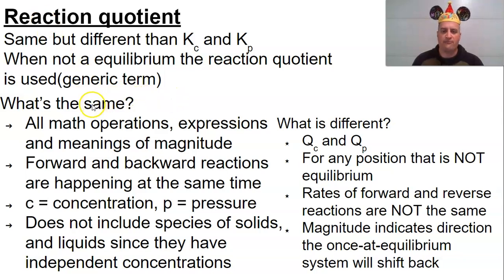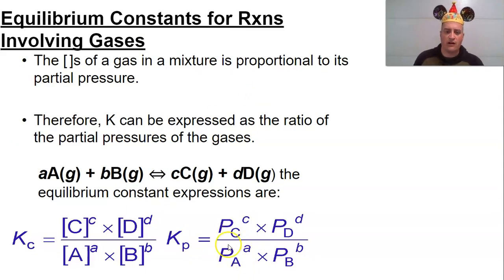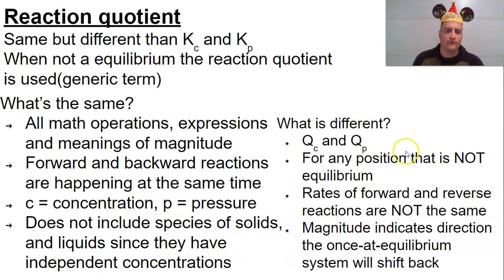So what is the same? All math operations, expressions, and meanings of magnitude. We'll get deeper into what these signify, but mathematically, what they mean and what we do, like our setups here, are all the same. Only we call it Q. Forward and backward reactions are happening at the same time, not necessarily at the same rates. Keep that in mind. C is concentration, P is pressure. This does not include the species of solids and liquids since they have independent concentrations. So all that's the same. How is it different? We get different symbols, Q's instead of K's.